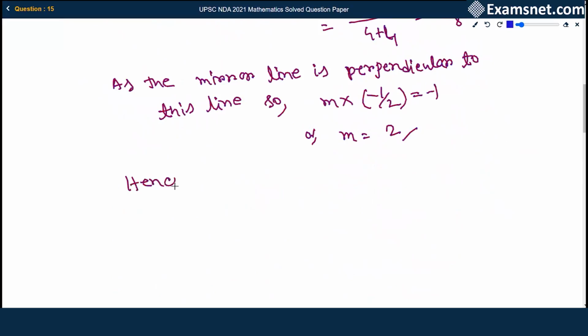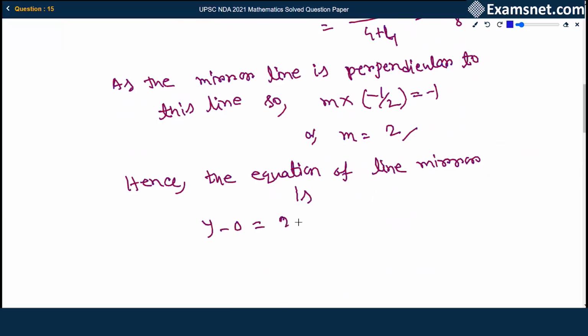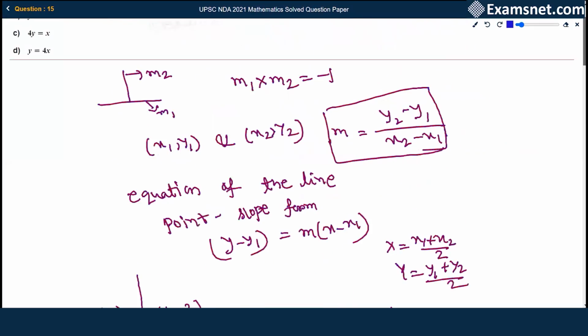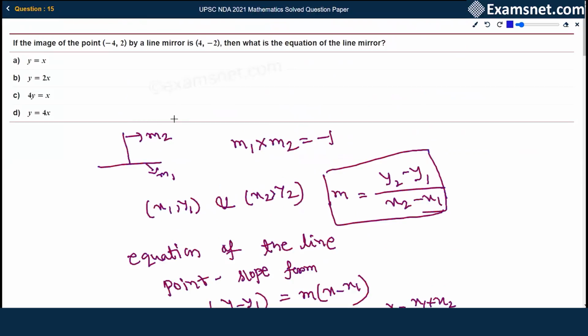Hence the equation of the line mirror is y minus y1 equals m multiplied by x minus x1, or y equals 2x. This is the equation of the line mirror. Now let me check the options. Yes, option B is the correct one: y equals 2x.